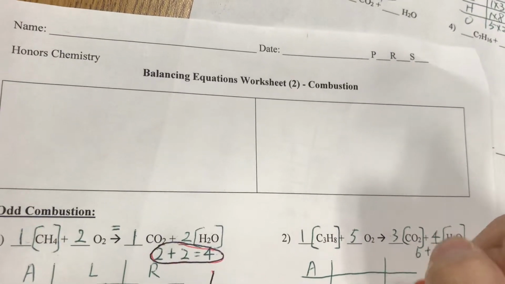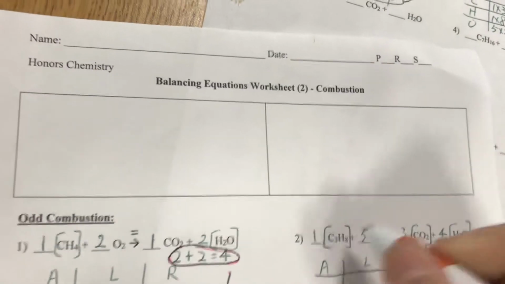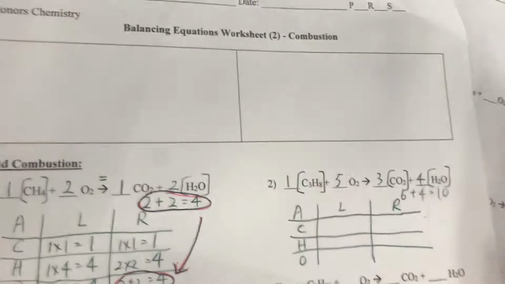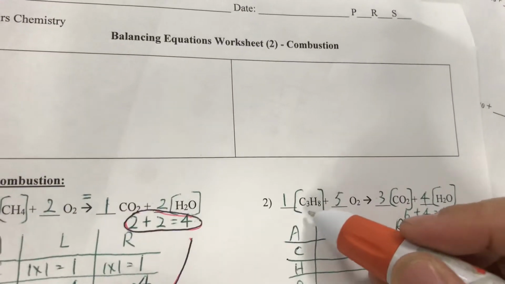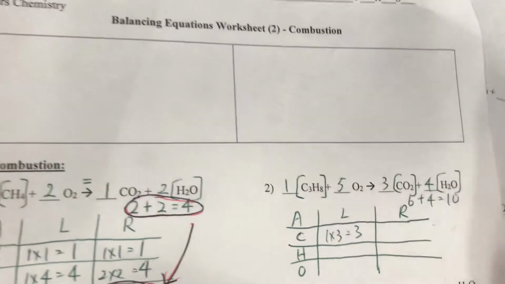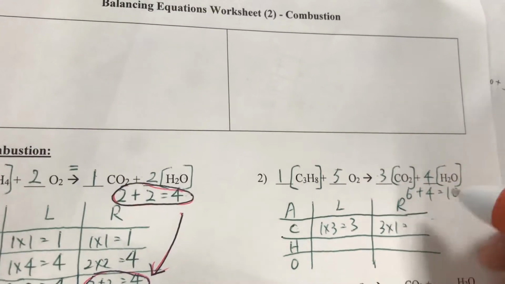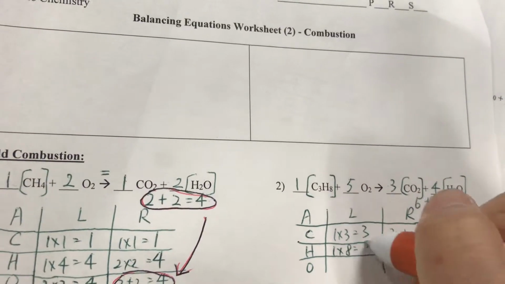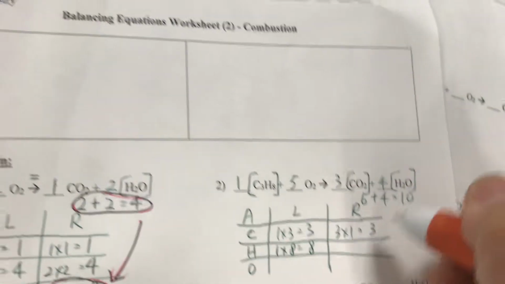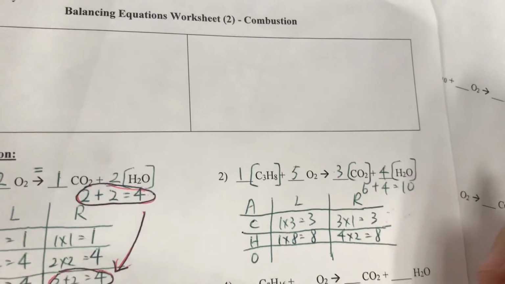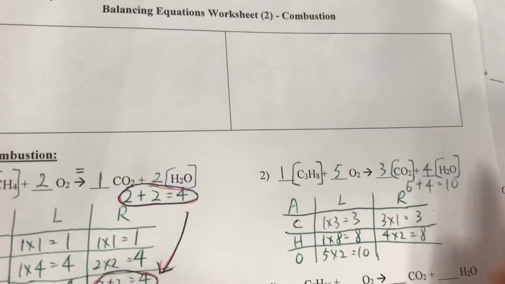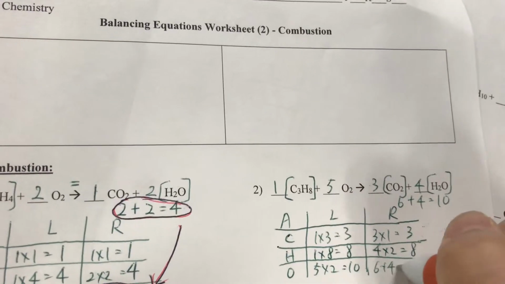And then the left, and then right. Okay, so we have C, H, O, right? So on the left, the math is 1 times 3 equals 3. On the right is 3 times 1 equals 3. So carbon is happy. Hydrogen, 1 times 8 equals 8. And then here will be 4 times 2 equals 8. So hydrogen happy. And then on the left hand side, I got 5 times 2 equals 10 oxygen. Here I can just copy 6 plus 4 equals 10.